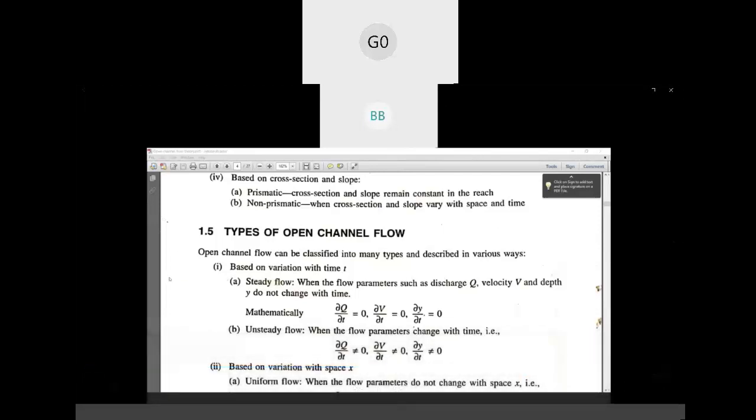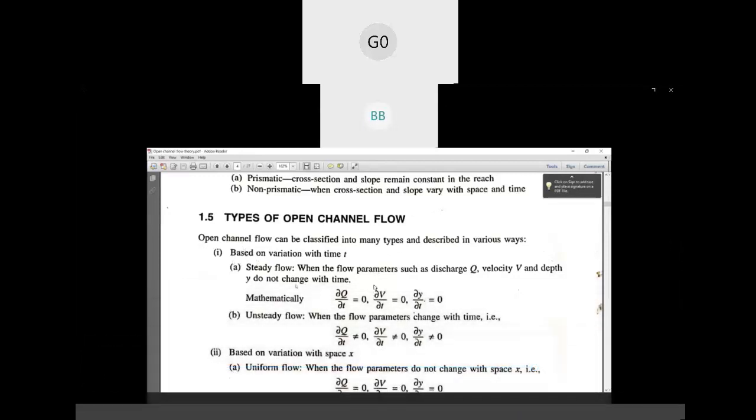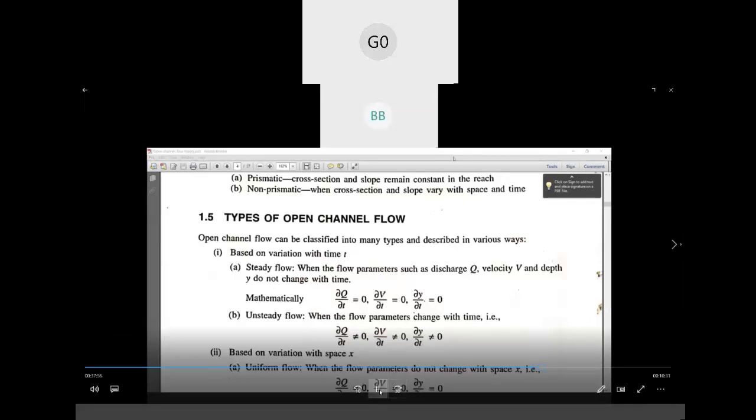I think you have already studied those things: steady, unsteady. Do you want me to explain again about steady flow and unsteady flow? Because I think you studied it in the third semester.